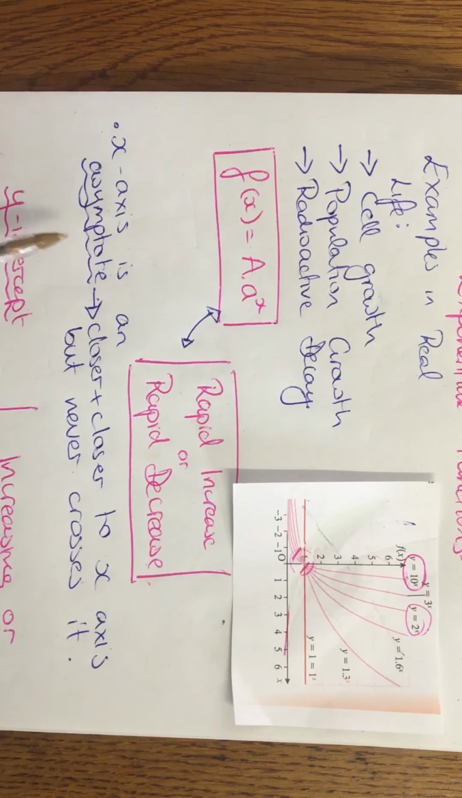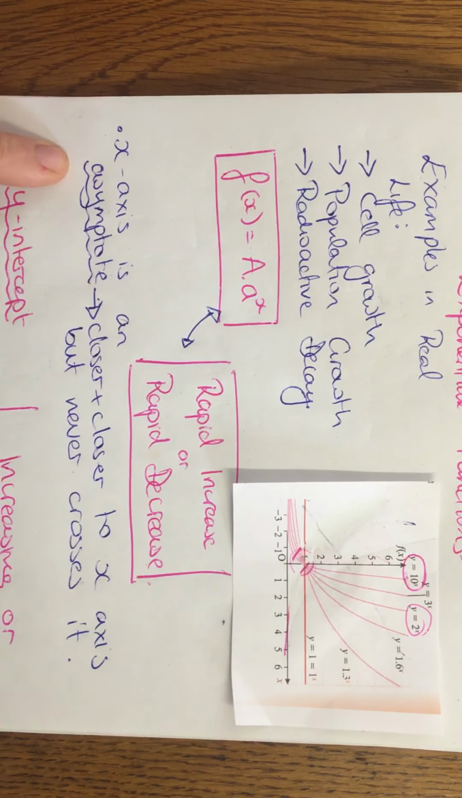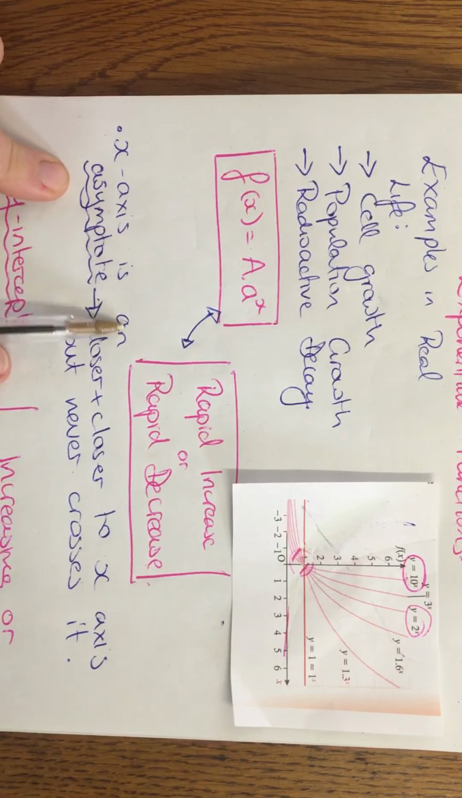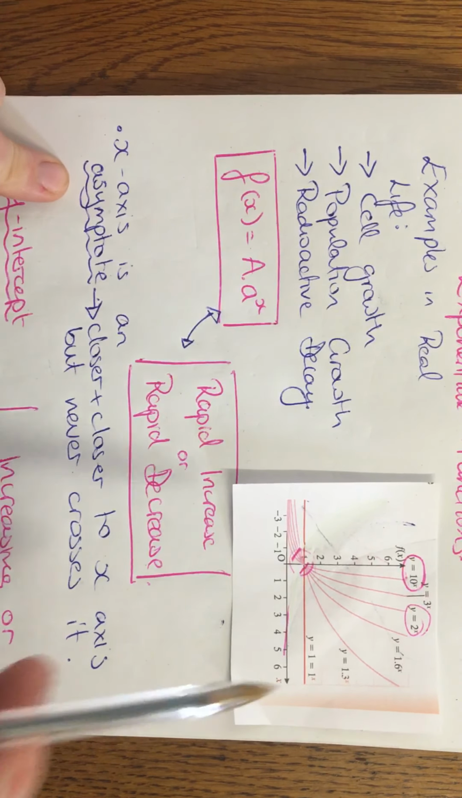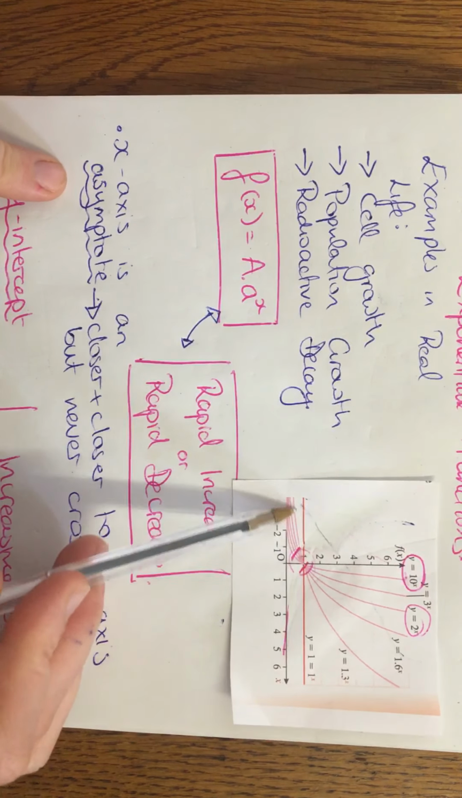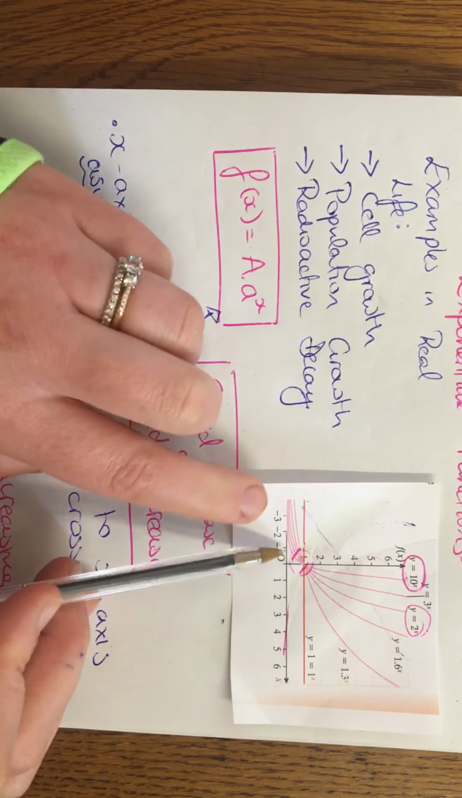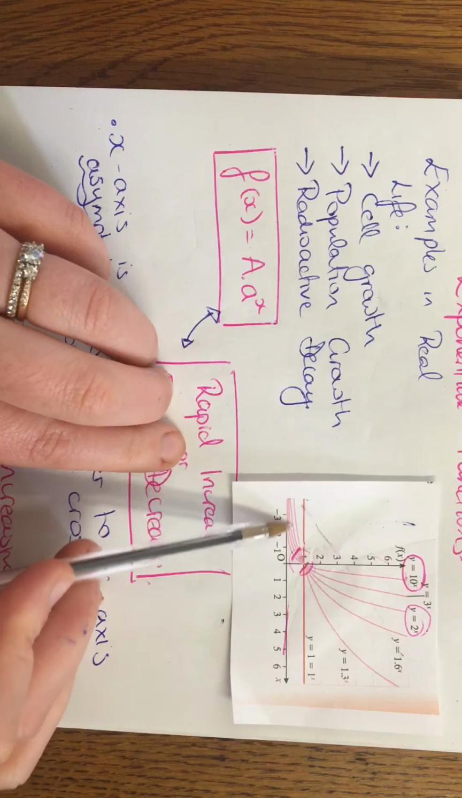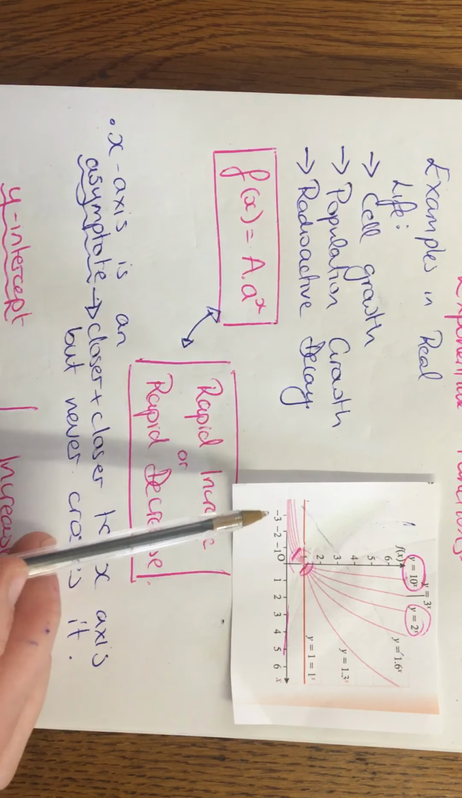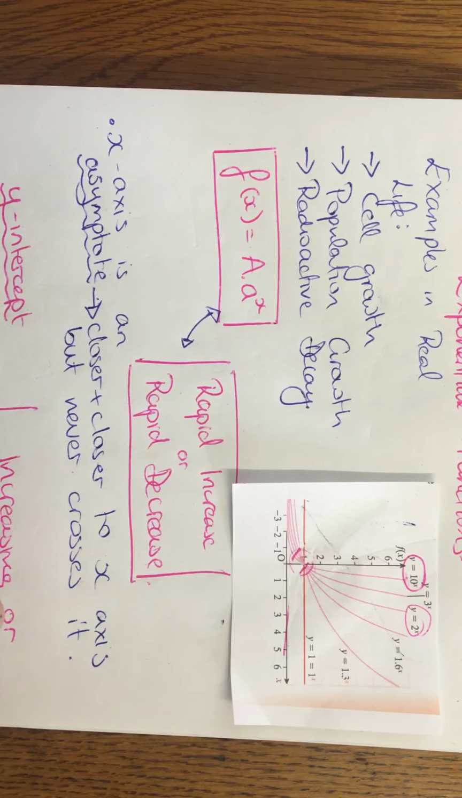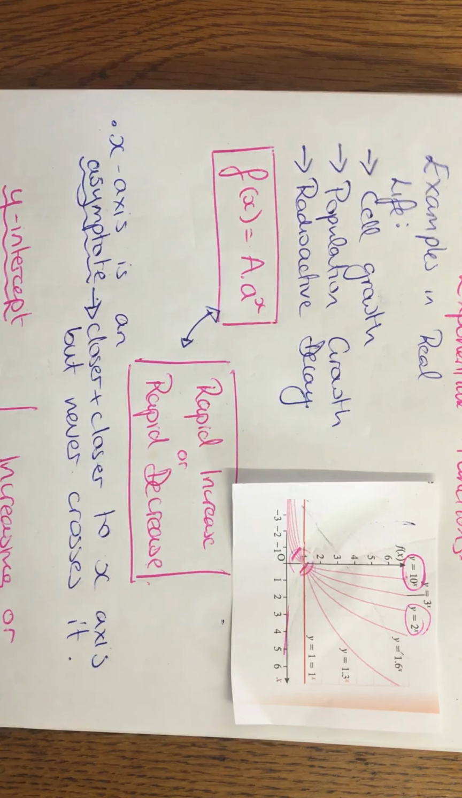There's just one word I want to mention there, it's asymptote. I don't know if you've heard that before. So the x-axis is an asymptote to any of these graphs. What that means is that any exponential function gets closer and closer and closer to the x-axis, but it actually never crosses it. That's just a point for you to know.